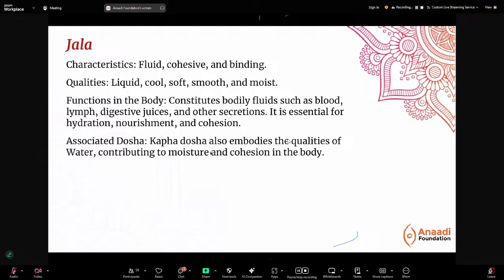Jala Tattva or Jala Panchabhuta is fluid, it can flow, and it is also binding. The moment you add it with Prithvi, you can bind things. Its qualities are liquid, cool, soft, smooth, and its moisture. That is Jala Tattva. All the bodily fluids such as blood, lymph, the digestive fluids, everything is Jala Tattva because it is flowing. And it is essential for hydration, nourishment, and cohesion. Even the skin quality is maintained by Jala Tattva. Associated dosha again is Kapha dosha, when Pitta dosha is associated with this.